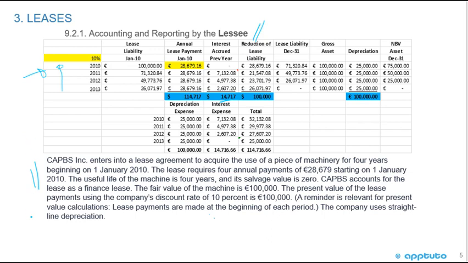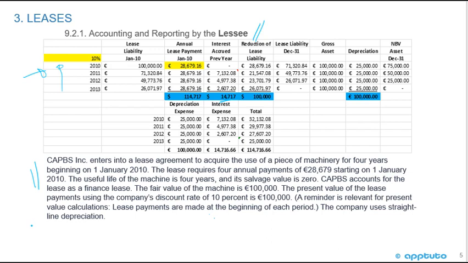Cap BS enters into a lease agreement to acquire the use of a piece of machinery for 4 years, beginning on January 1st, 2010. The lease requires 4 annual payments of 28,679 euros, starting on January 1st, 2010. The useful life of the machine is 4 years. Its salvage value is 0.